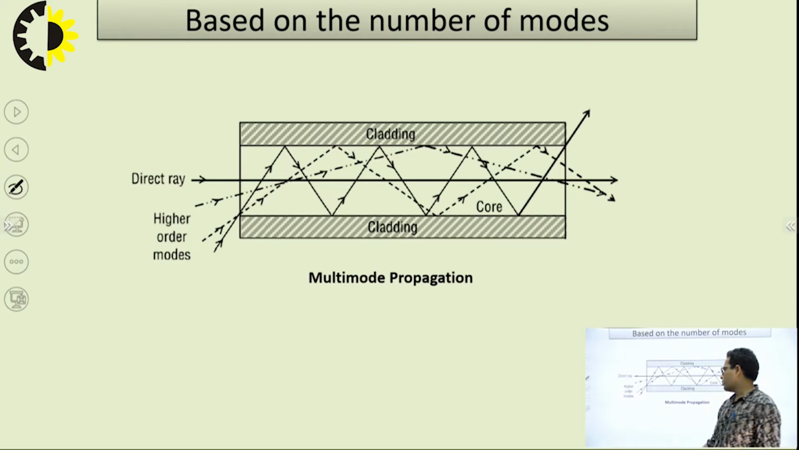So multimode propagation means that multiple rays will be propagating through the optical fiber. Instead of only one ray, that is a direct ray propagating through the central axis of the optical fiber, there will be many more rays that propagate through the fiber by following the phenomenon of total internal reflection. In the earlier case, single mode, there was only one mode or only one ray propagating through the optical fiber, whereas in this case multiple modes will be propagating through the optical fiber.